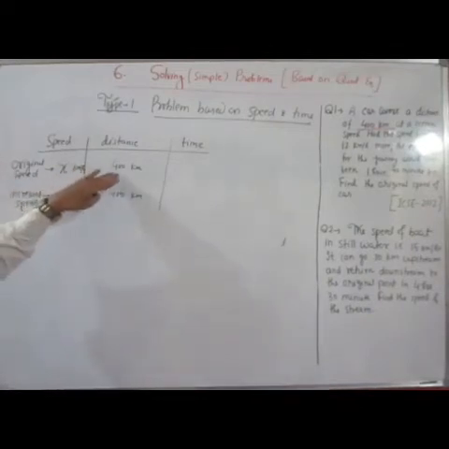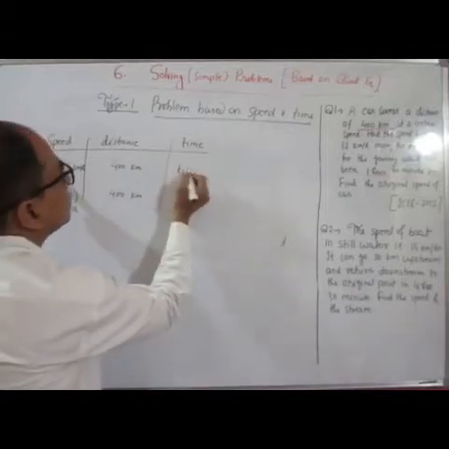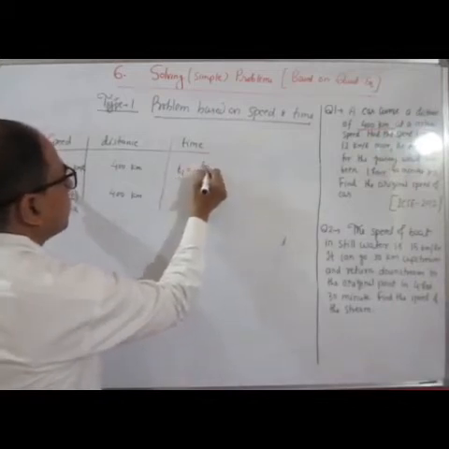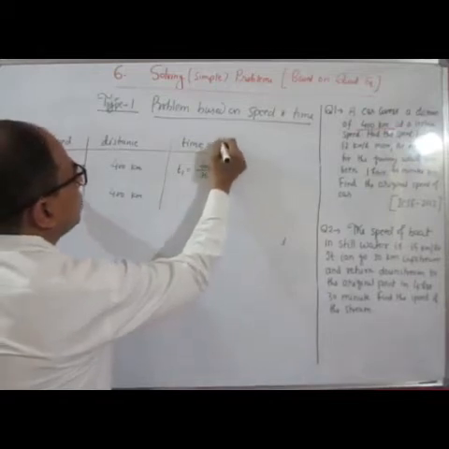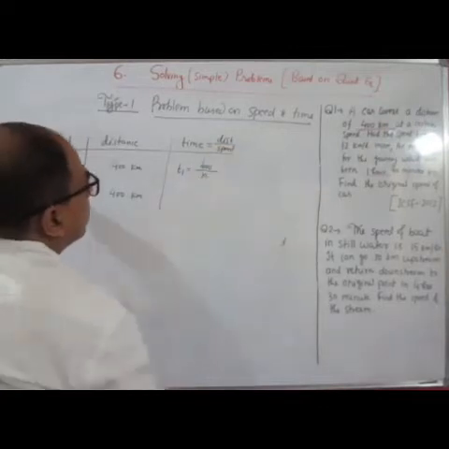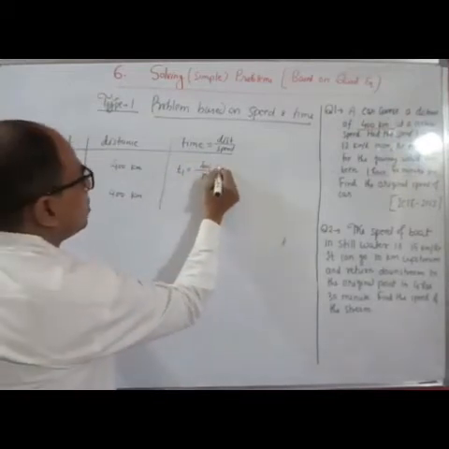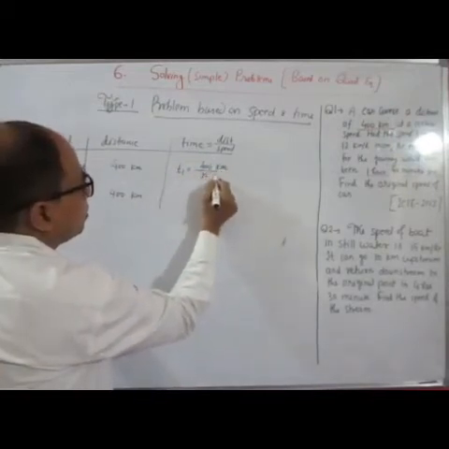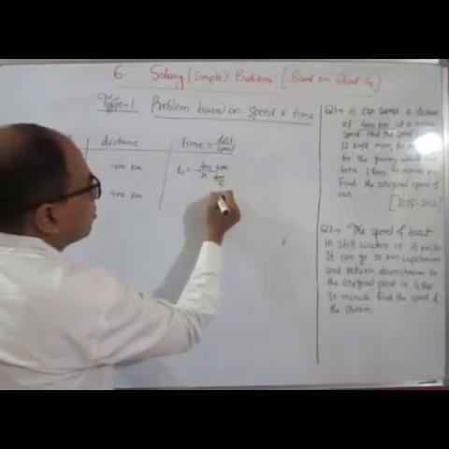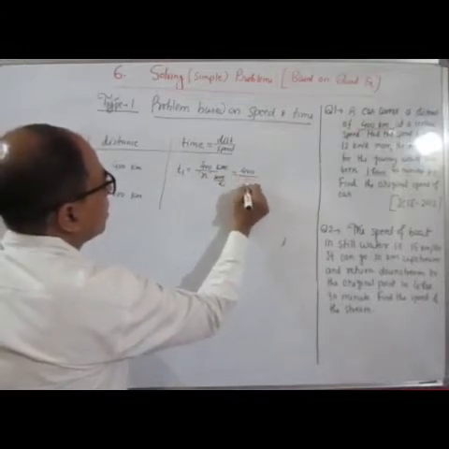So when this distance is covered by the original speed x, what will the time taken be? Time is equal to distance by speed. And what will be the unit of this time? The distance is in kilometer and the unit of speed is kilometer per hour, so kilometer cancels and hour goes up. So it will be 400 by x hours.